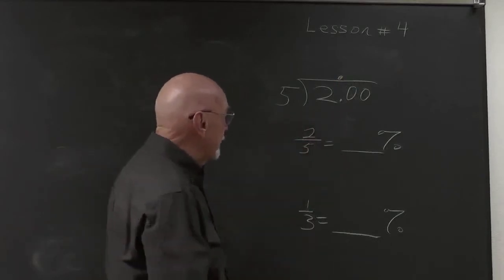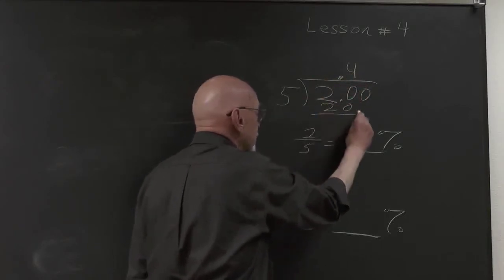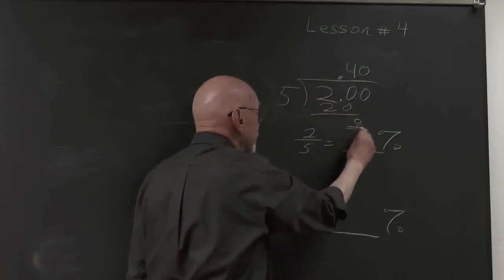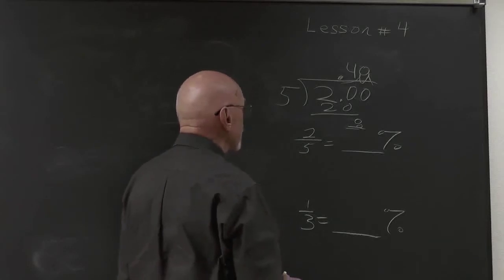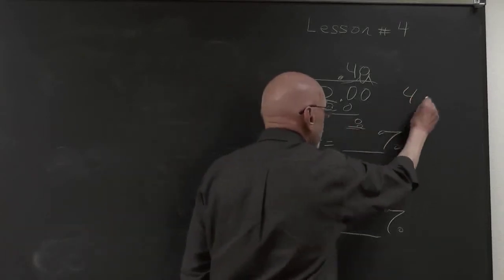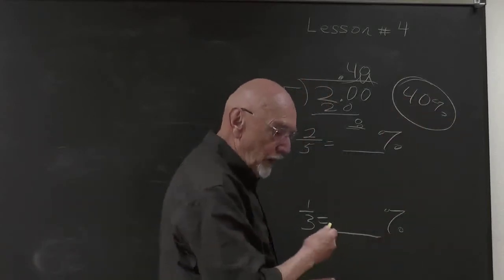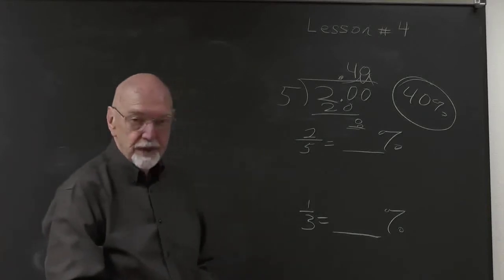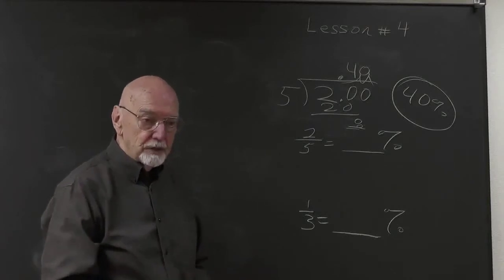5 into 20 would be 4. 4 times 5 is 20. 0, 0, 0 times 5 is 0. 1, 2, moving it over. So 2/5 equals 40%. 1/5 equals 20%. 3/5 equals 60%. 4/5 equals 80%. 5/5 equals 100%.